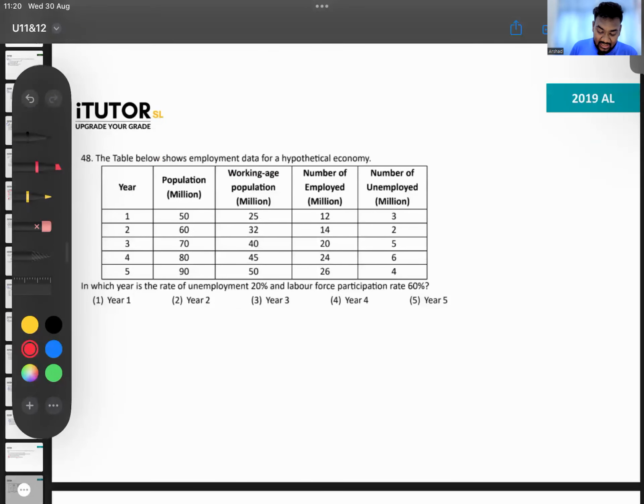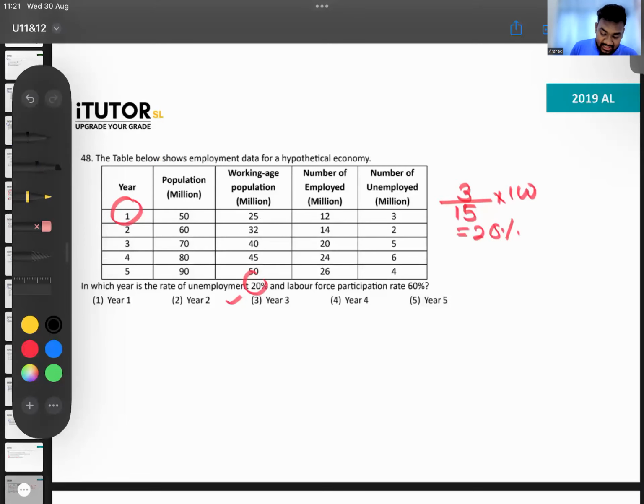48. Year 1, 2, 3, 4, 5. In which year is the rate of unemployment 20% and the labor force participation rate 60%? Alright, you don't have to calculate everything now. Unemployment rate, how do you get it? Number of people unemployed divided by the labor force. So we'll take year 1, the number of people unemployed is 3, labor force is 3 plus 12, 15. So 3 over 15 into 100, that is 20%. First condition is met.